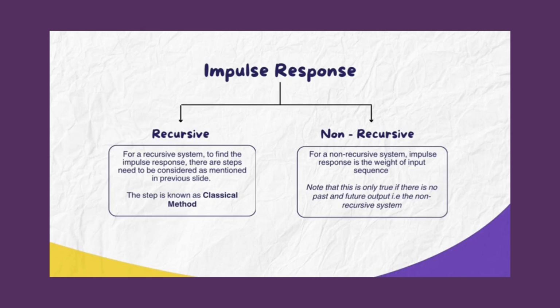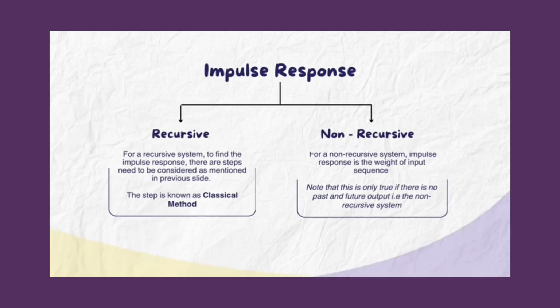In the impulse response, we have recursive and non-recursive systems. For a recursive system, to find the impulse response, some steps need to be considered, as mentioned in the previous slide. The steps are known as the classical method. Meanwhile, for a non-recursive system, the impulse response is the weight of the input sequence. Note that this is only true if there is no past and future output in the non-recursive system.